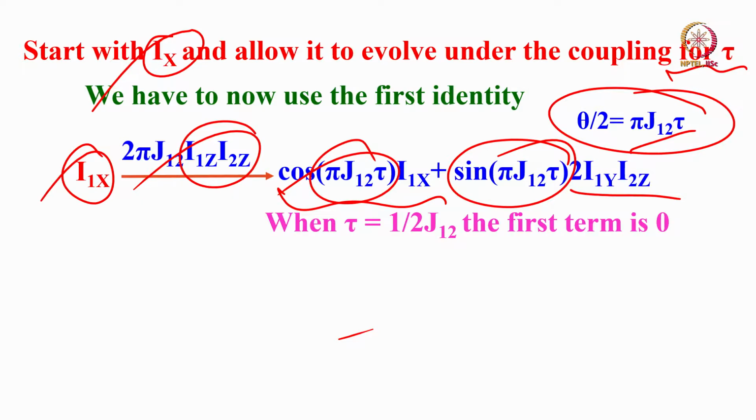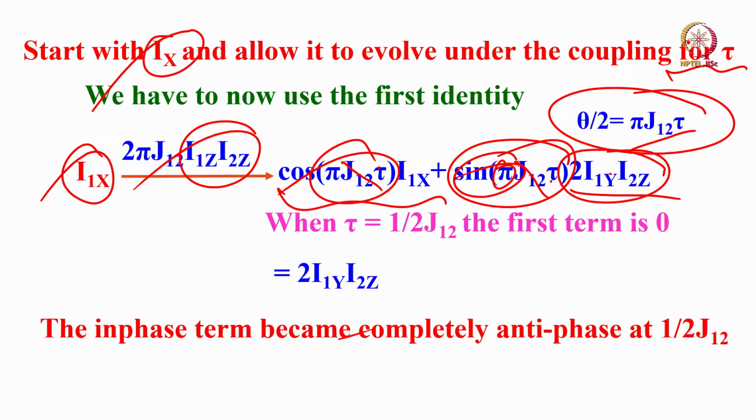Now, put tau is equal to 1 over 2J here. What happens with 1 over 2J? This J gets cancelled out, and it will become pi by 2. What is cosine of pi by 2? 0. So, we are going to be left with only the sine term: with tau equal to 1 by 2J, the J cancels out, you get pi by 2, and sin pi by 2 is equal to 1. So, you are going to be left with only this term.